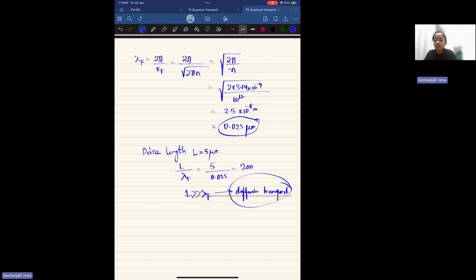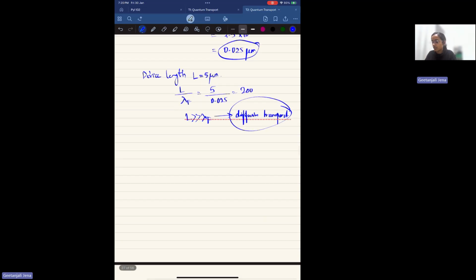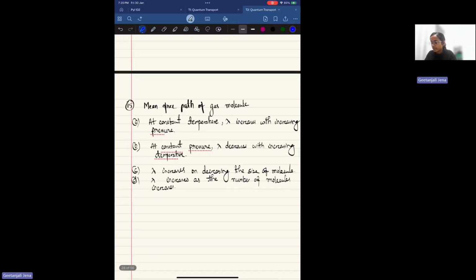For the 1D case, first you need to calculate what the K value is. Then from that you can calculate what VF will be. And after calculating all of that, if the question is asking about the mean free path, you can go on to calculate the mean free path. And to compare whether it is diffusive or ballistic, you need to compare the device length with the Fermi wavelength. Okay, so in this way you can decide whether the transport is diffusive or ballistic.